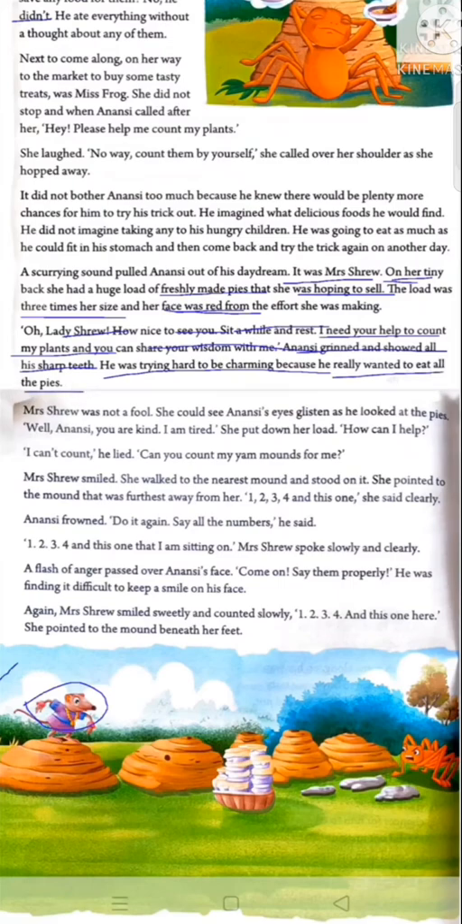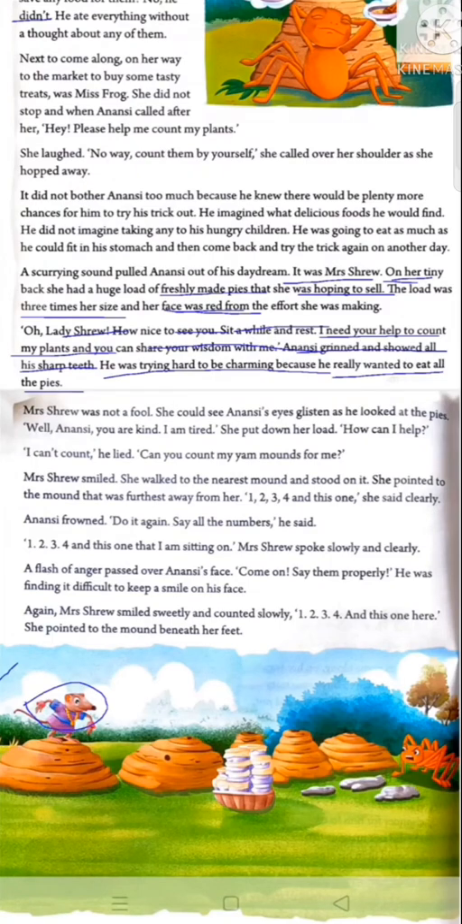So here we get to know, after seeing Mrs. Shrew, Anansi said, "Oh Mrs. Shrew, you just come here and wait and take rest for a while, and help me to count the trees which I have planted, and share your wisdom. Whatever you know, you just share with me because I cannot count." Anansi grinned and he just showed all his teeth so that he can put up a charming face, means a happy face, before Lady Shrew, and he really wanted to eat all the peas which Mrs. Shrew was carrying.